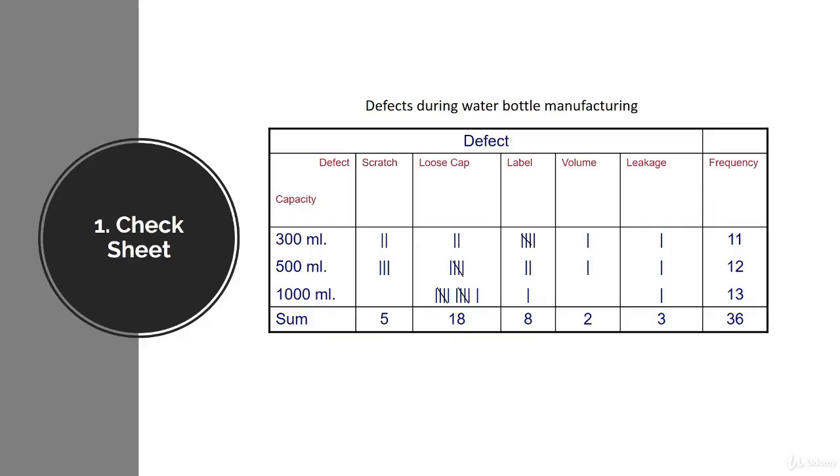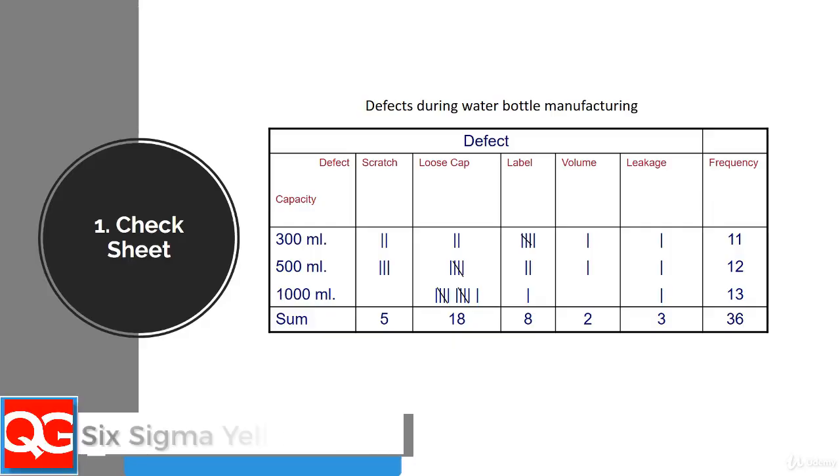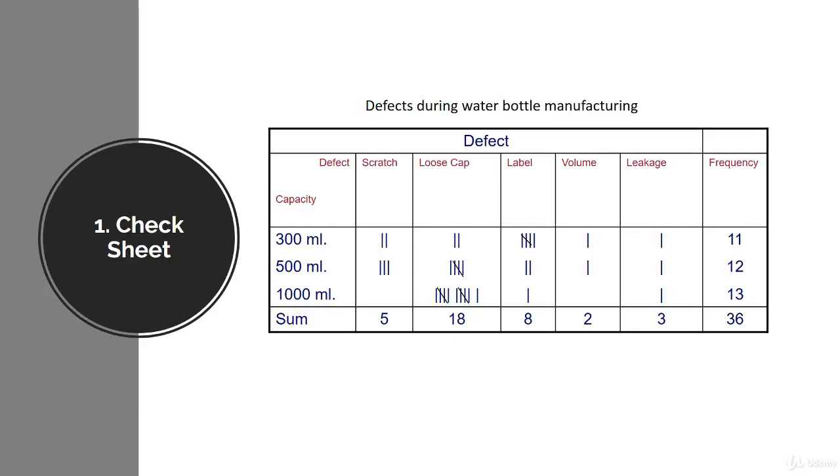So here we have a simple example of a check sheet. In this particular case, we have a plant which is making water bottles, and these water bottles are in three different sizes: 300 milliliters, 500 milliliters and 1000 milliliters, and we are looking at defects of that. So the inspector is inspecting these bottles, looking at the defects and recording them.